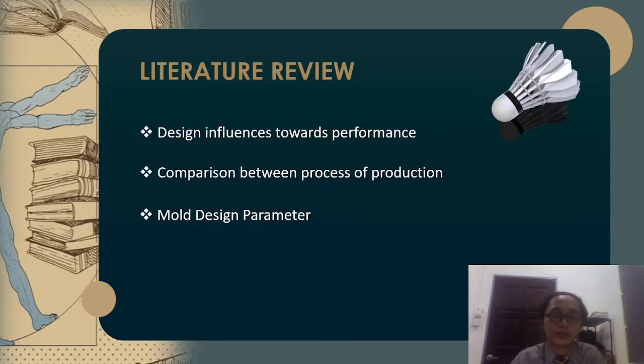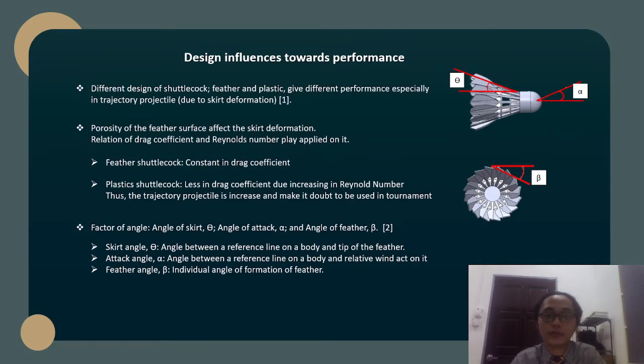For the literature review, there are three important points that will be explained, which are design influence towards shuttlecock performance, comparison between processes of production, and mold design parameters. The first point is design influence towards shuttlecock performance. As we know, feather and plastic shuttlecocks differ in performance.